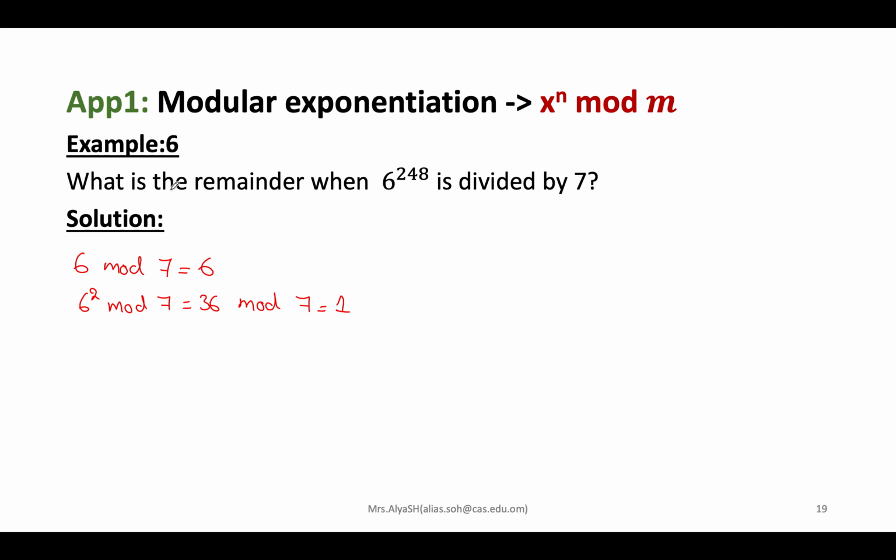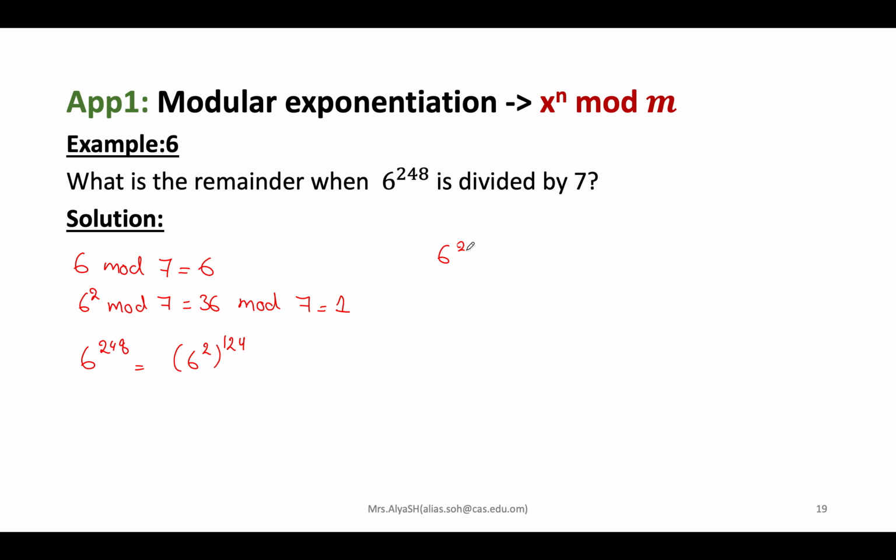Either we do these simple steps that we learned earlier, or you can do it in your mind. So the nearest multiple of 7 to 36 is 35, then 36, and then we got the remainder as 1. So let's convert 6 to power 248 to something like 6 square. So we can see that it is 6 square all to power 124. Now we can find the remainder.